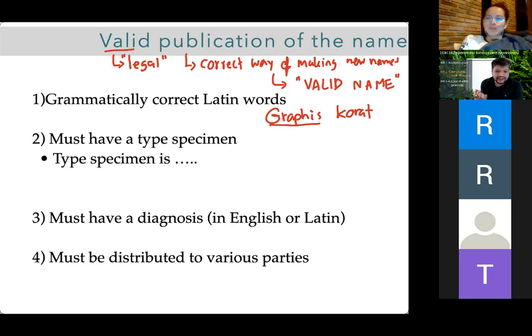For those who take French or Spanish, this will sound familiar, the conjugation, conjugación. So you make sure you have the same case. Graphis is neuter, so you have to have something with -ensis at the end. The word -ensis means coming from. So Koratensis works perfectly. So that's a correct name.